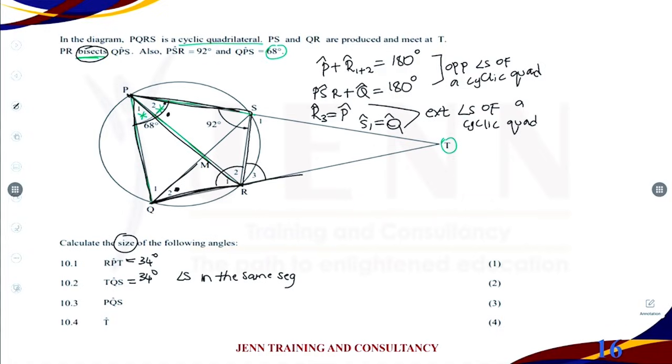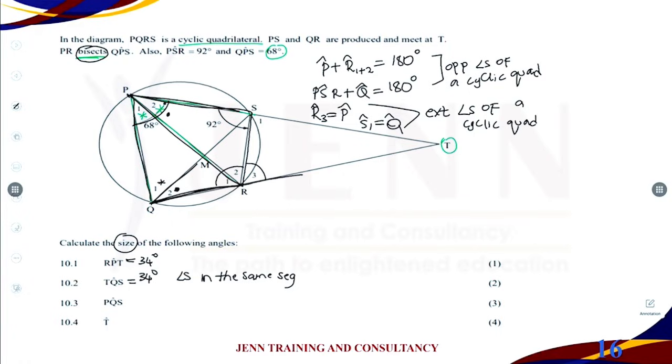And then the next question, you are supposed to calculate the size of angle PQS. To calculate the size of angle PQS, what is it that you must do? It simply means we want the size of angle Q1.